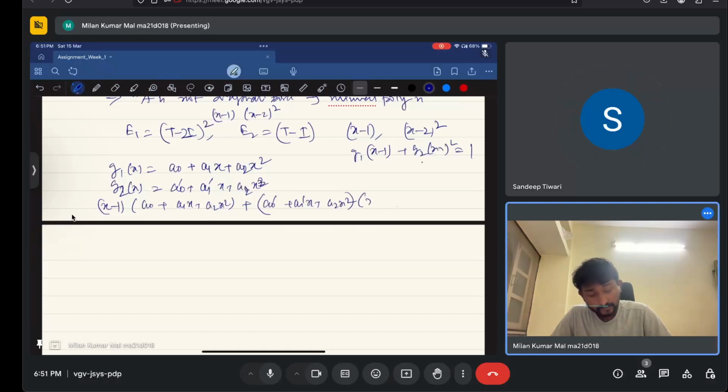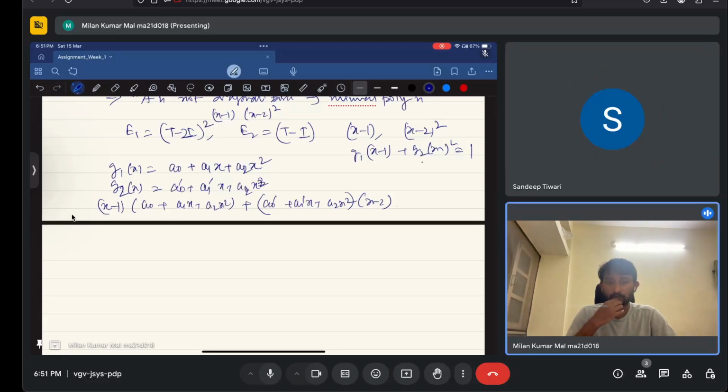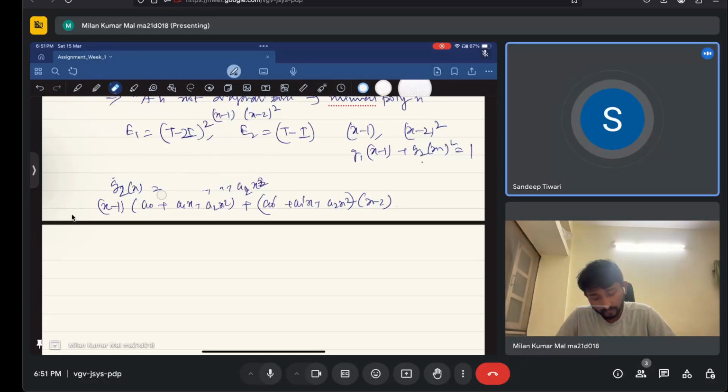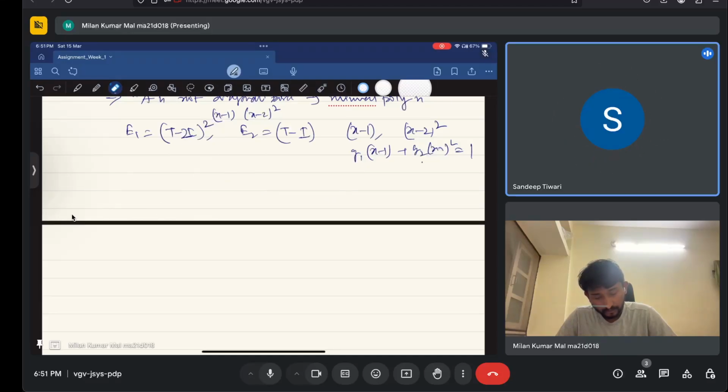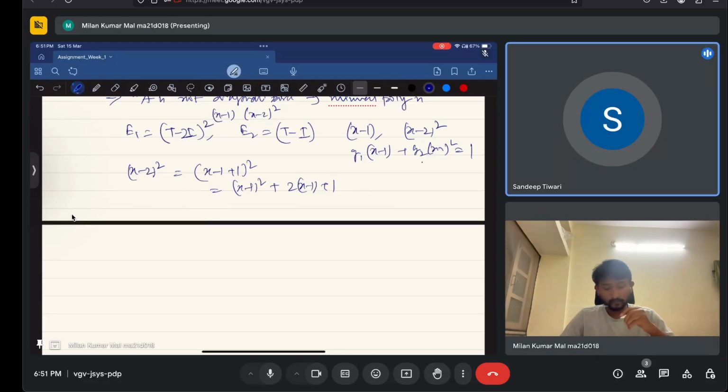You can use the Euclidean algorithm to find this, the division formula. We can use GCD of A and B is equal to GCD of B and R, where R is the remainder term. So write x minus 2 whole square in terms of x minus 1. One can write x minus 1 square plus 2 times x minus 1 plus 1 in this way. Divide x minus 2 whole square by x minus 1.